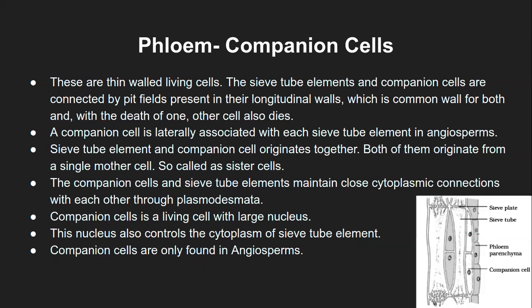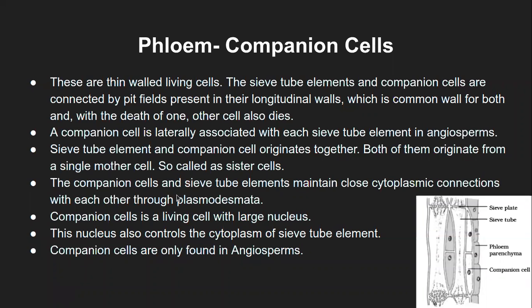Whenever the phloem is about to form, the sieve tube element as well as the companion cell originate together from a single cell, and that's why they are also called sister cells. Like we already know the process of mitosis, one cell giving rise to two cells. One cell will form the sieve tube, and the other will form the companion cell, and they will stick together and stay together forever. That's why companion cells are also called sister cells.